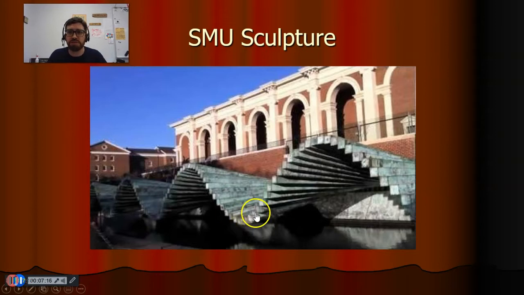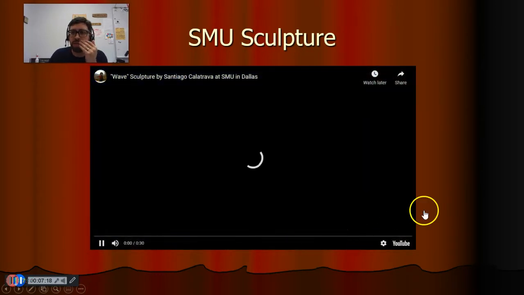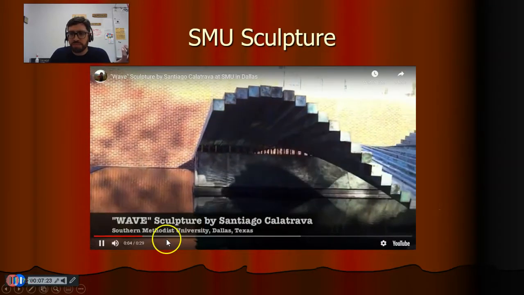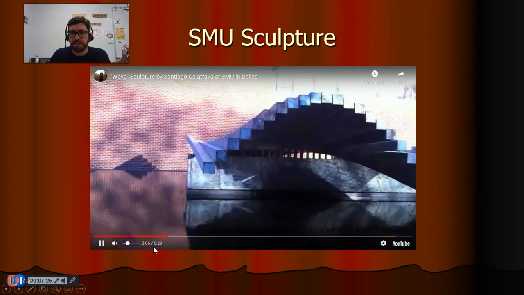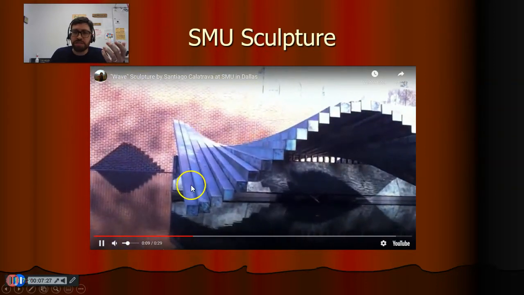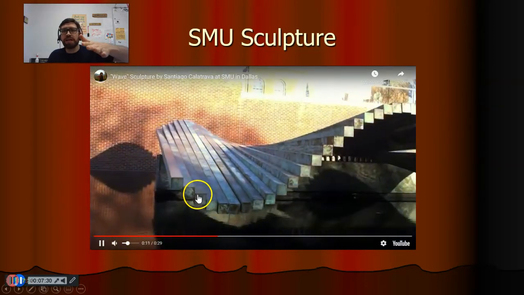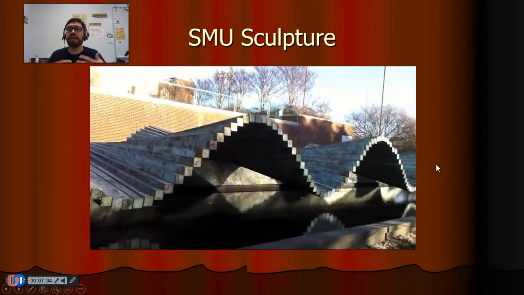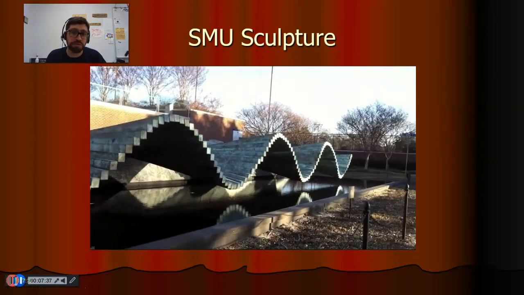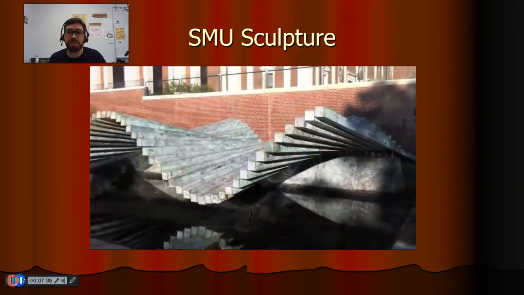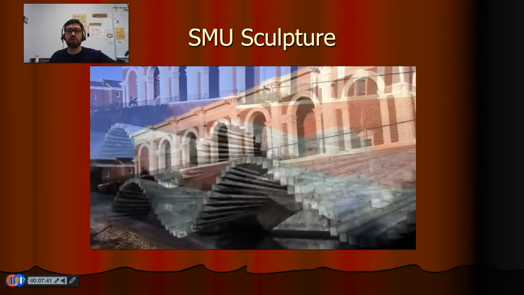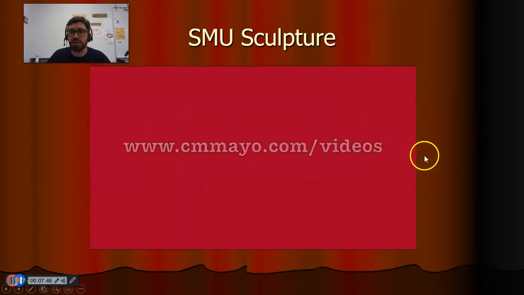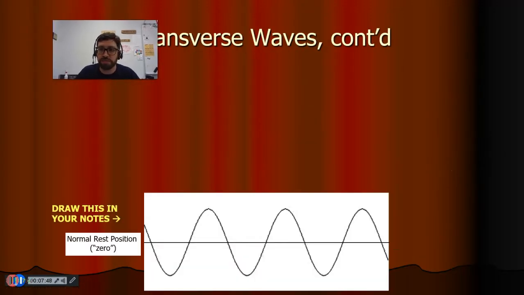If you've been to SMU, you might have seen this sculpture, which is simply a bunch of bars. You can see they're simply seesawing back and forth, but they're doing it in a rhythm, one after another, and you can see clearly it makes a transverse wave pattern. The particles themselves are moving up and down, while the wave, if you look at it as a whole, is moving from left to right. So all of these are great examples of what a transverse wave looks like.